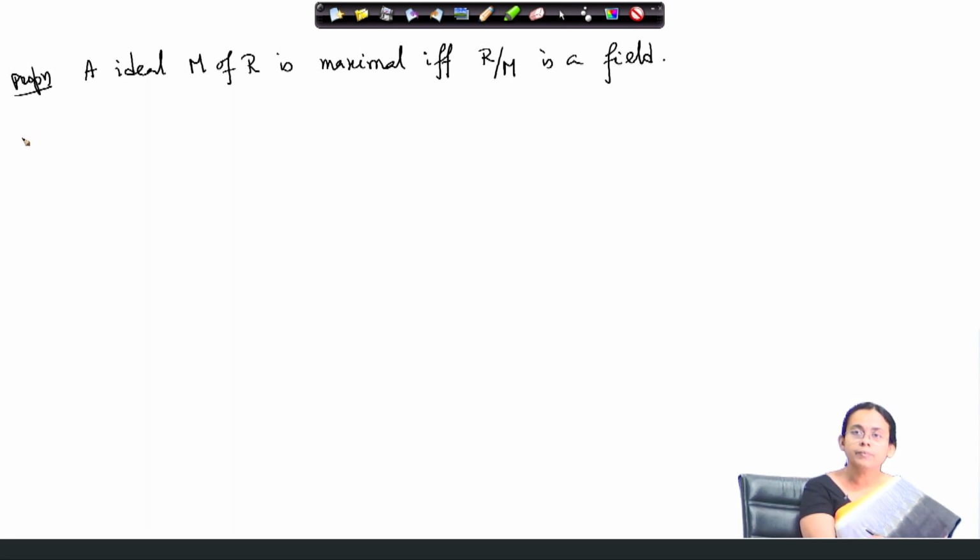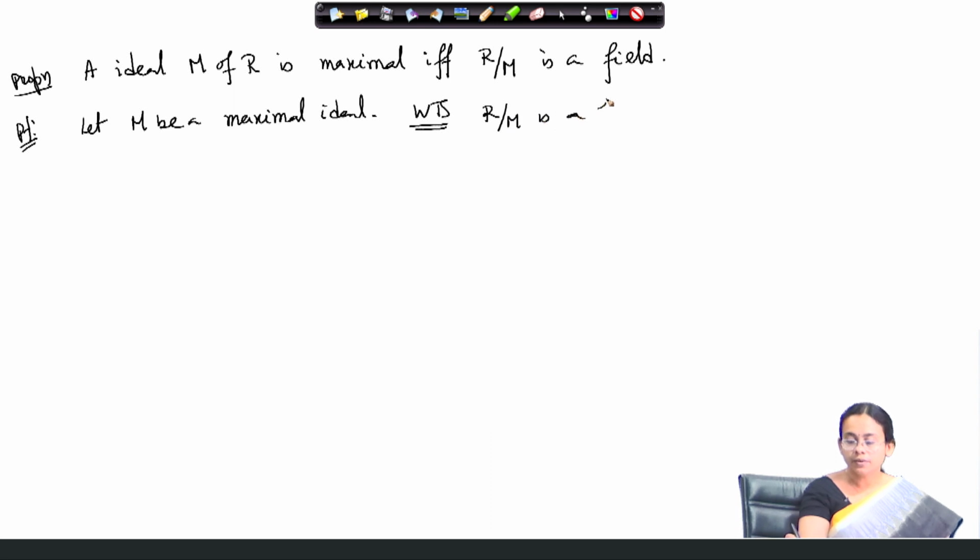So, in order to check whether an ideal is maximal or not, you have to just check whether this quotient ring is becoming a field or not. One of these implications is always easy to see, the other implication I will be proving. So, I will start with M a maximal ideal, then I will prove that R quotient M will be a field. So, let M be a maximal ideal, and I want to show that R quotient M is a field. That means I would like to show every non-zero element in R quotient M has a multiplicative inverse.